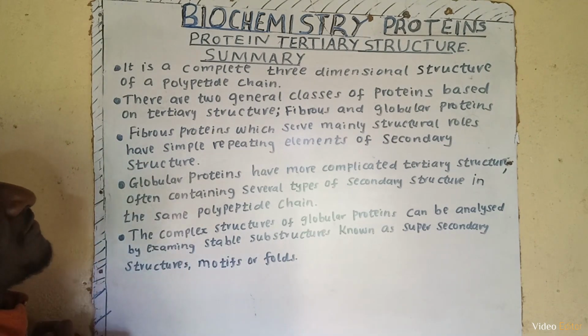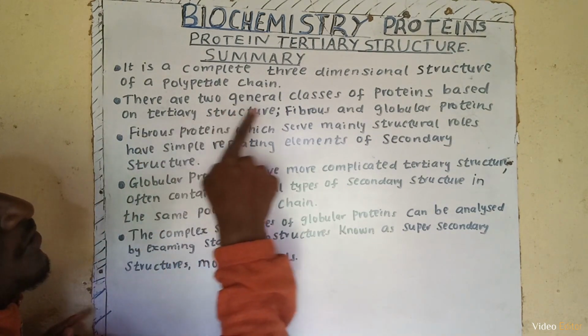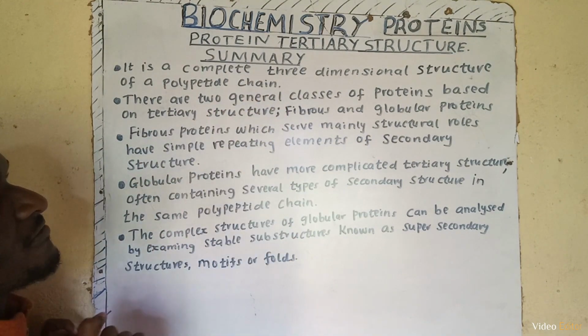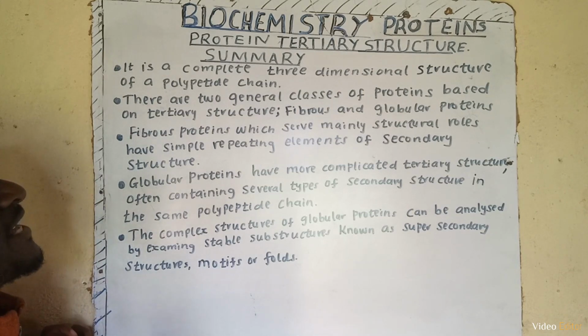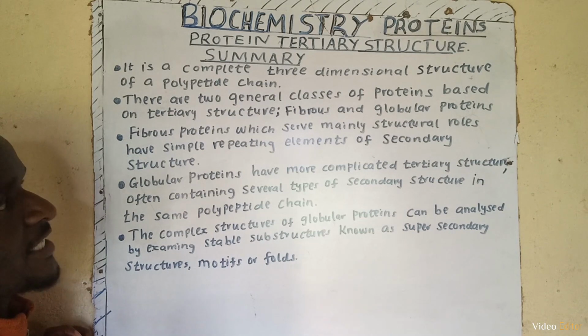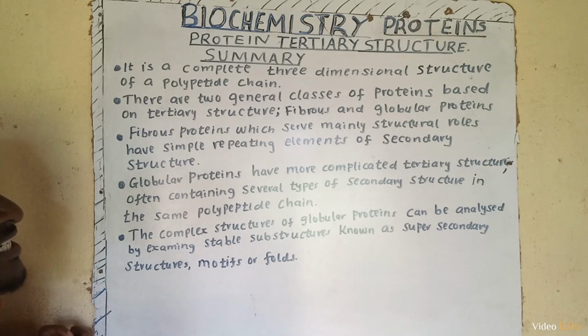A summary of tertiary structure. It is the complete three-dimensional structure of a polypeptide chain. There are two general classes of proteins based on tertiary structure, that is, fibrous and globular proteins. Fibrous proteins, which serve mainly structural roles, have simple repeating elements of secondary structure. Globular proteins have more complicated tertiary structure, often containing several types of secondary structure in the same polypeptide chain.